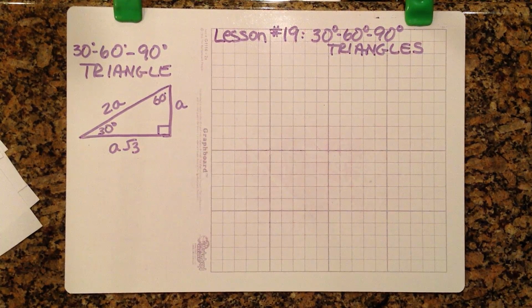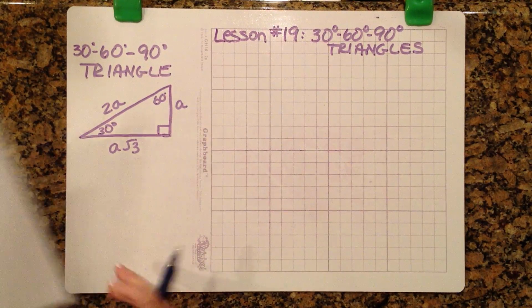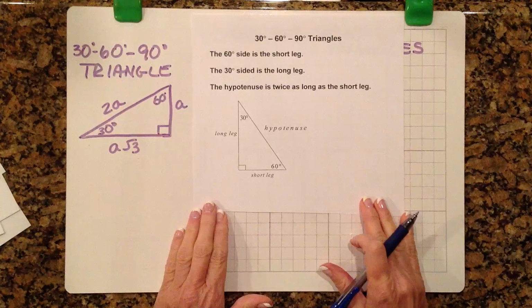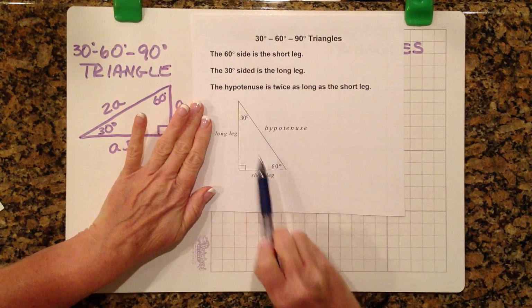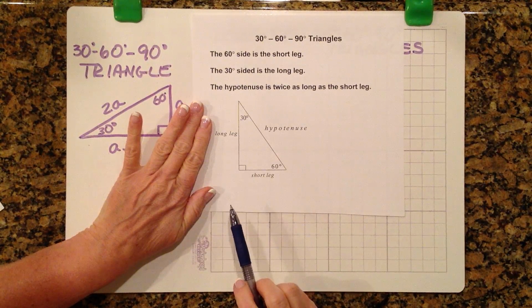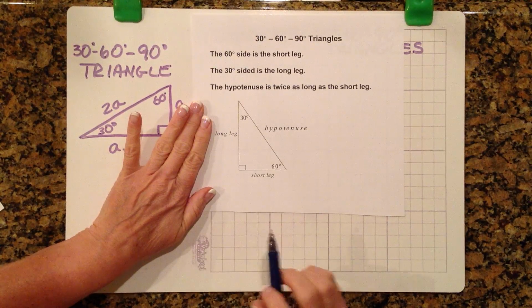Hello, this is Mrs. Neill, and this is lesson number 19, 30, 60, 90 triangles. All right, we are looking at right triangles, and your 30, 60, 90 is a special right triangle. We just finished 45, 45, 90. It's the same concept. However, when you have a 30, 60, 90 triangle, all three sides are different.